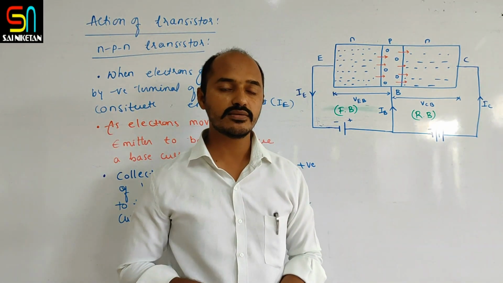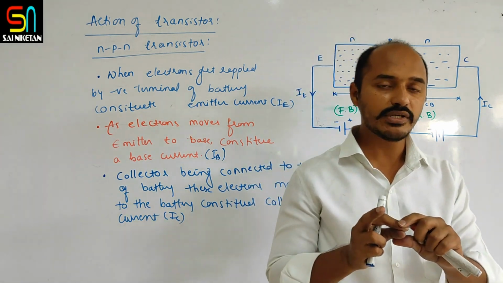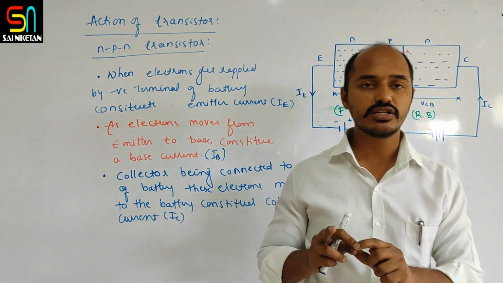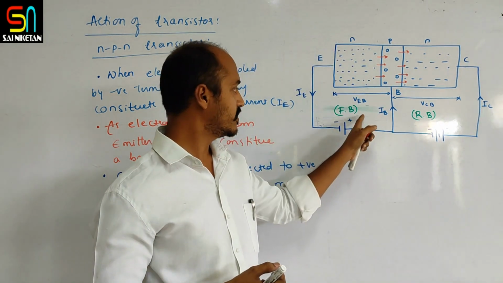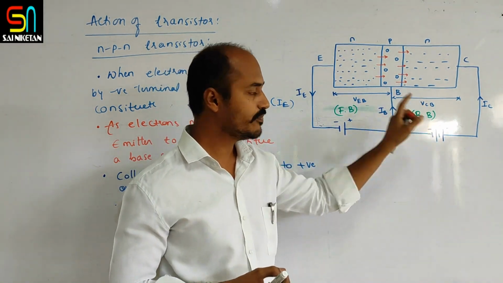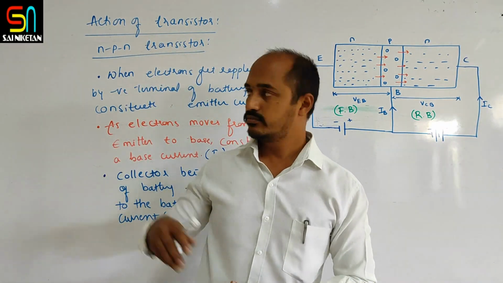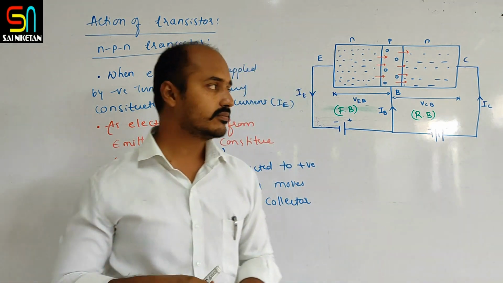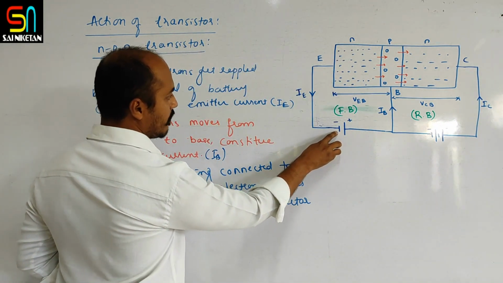Whatever the transistor may be, first you have to remember the emitter-base junction must be in the forward bias condition, and the collector-base junction in the reverse bias condition. So this junction is in the forward bias condition, and this junction is in the reverse bias condition. We have connected it like this, and let me recall what we have explained here. First, this N region is connected to the negative terminal of the battery.